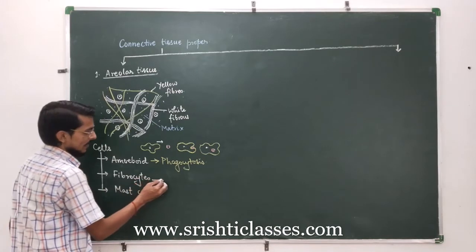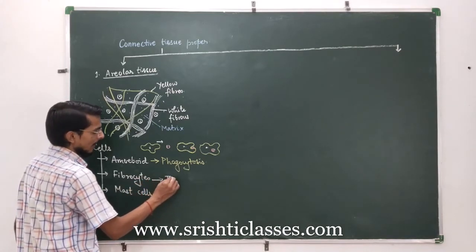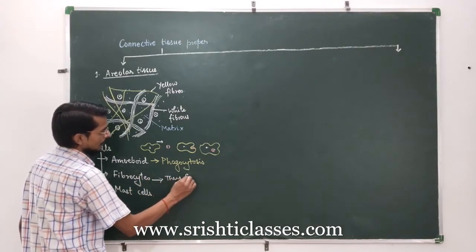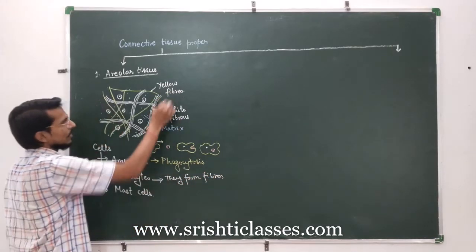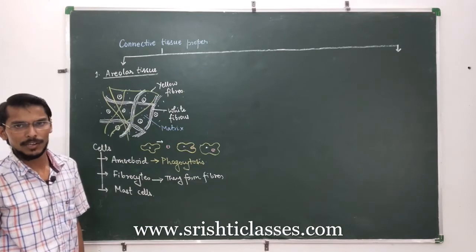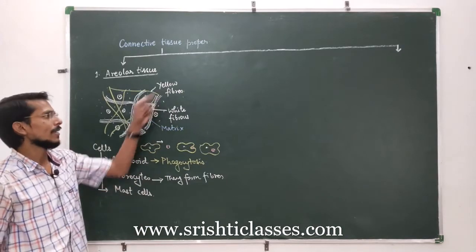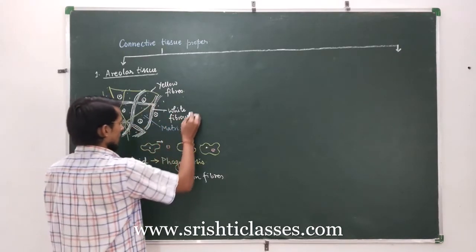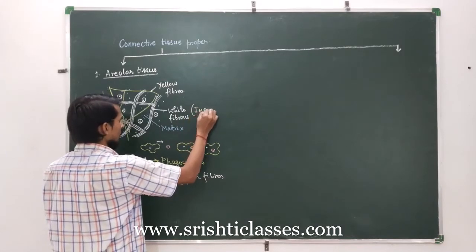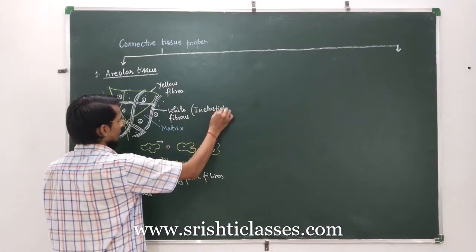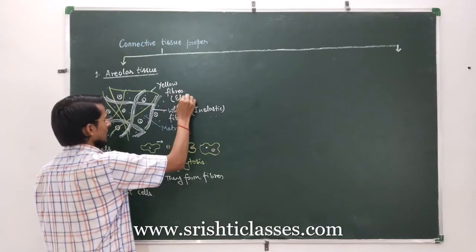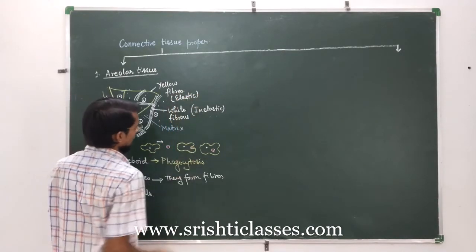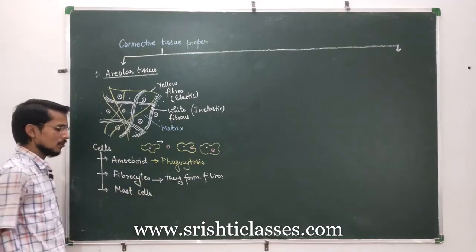Fibrocytes, they are cells which form fibers. I have mentioned here two types of fibers present in areolar tissue: white fibers and yellow fibers. White fibers are inelastic, means they are rigid, while yellow fibers are elastic. Both these types of fibers are formed by fibrocytes.